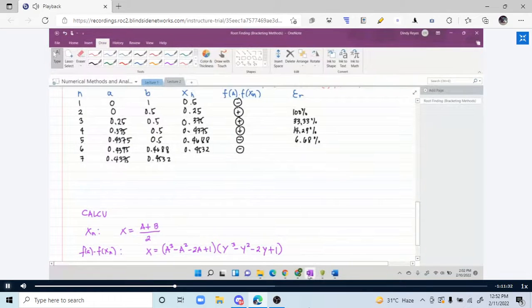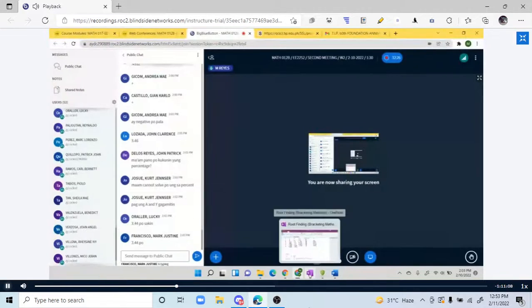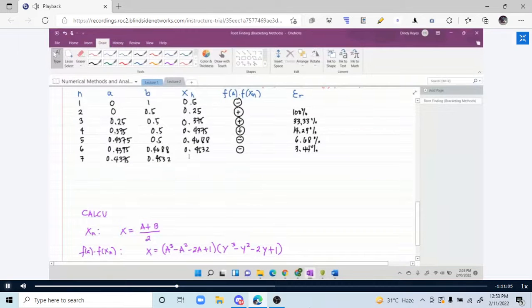Let me check so we agree. 0.4532. It's really 3.44. Why 3.46 then? I have 3.44 in my calculator. 3.44. Okay, 3.44. All right, in the 7th iteration, what is x sub n?